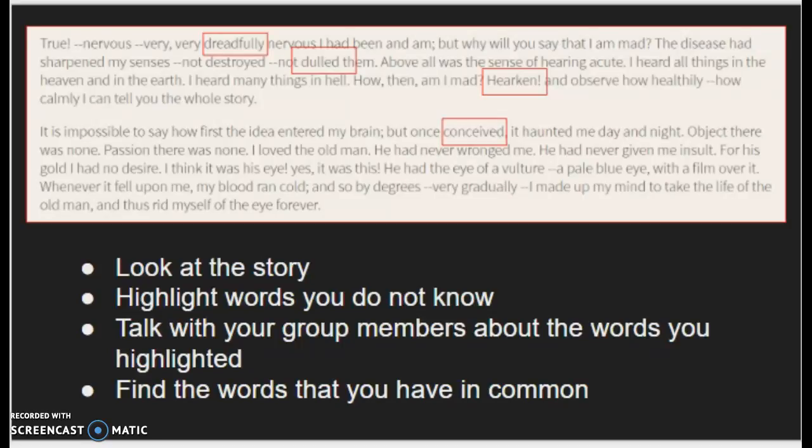True, nervous, very, very dreadfully nervous. I had been and am. But why will you say that I am mad? The disease had sharpened my senses, not destroyed, not dulled them.